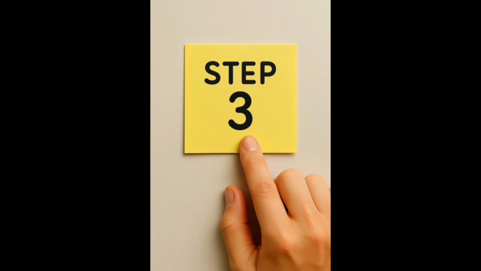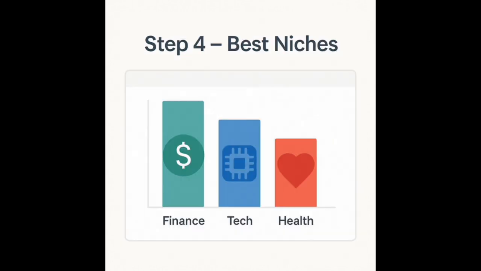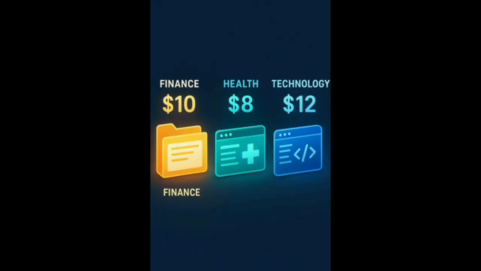Step 3. Sign up the right way. Go to https://www.google.com/adsense. Use a Gmail you actively monitor and fill out all info carefully. No shortcuts. Step 4. Niche selection is everything. Tech and health niches pay better than general lifestyle or memes. Think high CPC, cost per click, equals higher AdSense revenue.